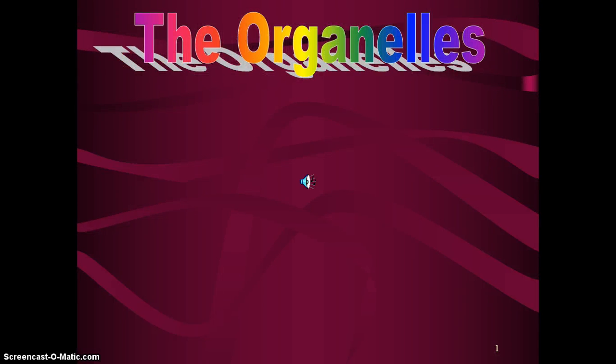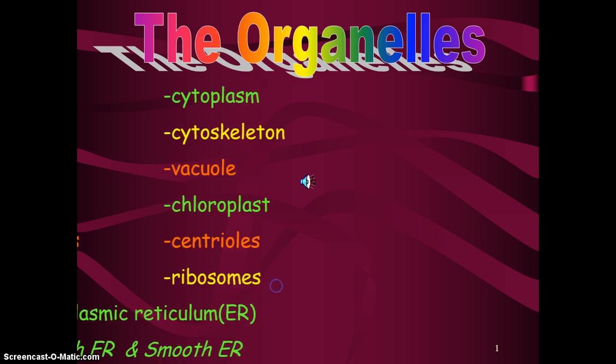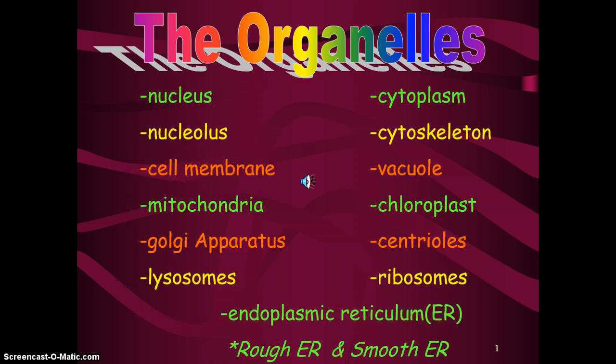All right, anatomy students, we're going to be looking at a review over the cell in this lecture, and we're going to talk about the organelles: the nucleus, nucleolus, cell membrane, mitochondria, Golgi, lysosomes, the ER, cytoplasm, cytoskeleton, vacuole, chloroplast, centrioles, and ribosomes. And this should be just a quick review because I know that we went in depth, especially in advanced biology class last year.